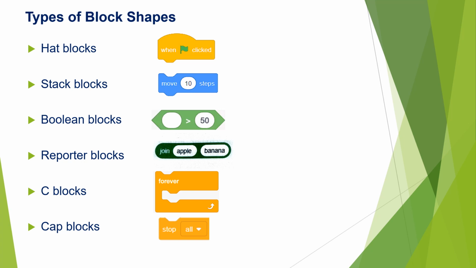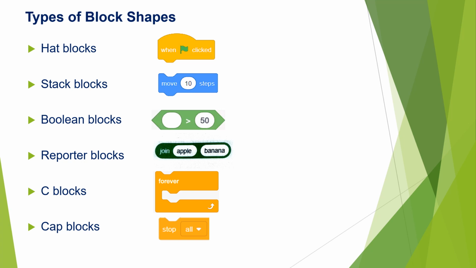Boolean blocks are used in conditions that are either true or false. In Scratch, the Boolean blocks are of hexagonal shape. Reporter blocks are used to hold values in the form of numbers and strings. These blocks have rounded edges.